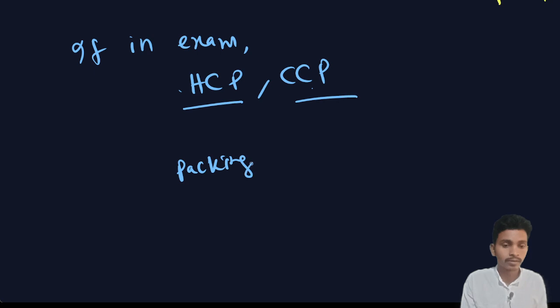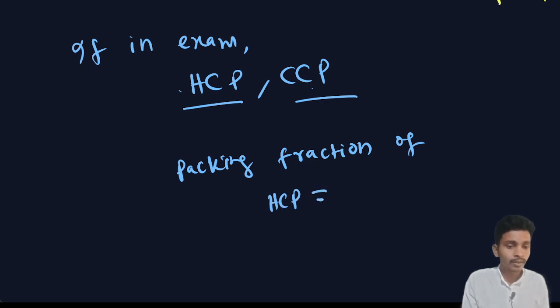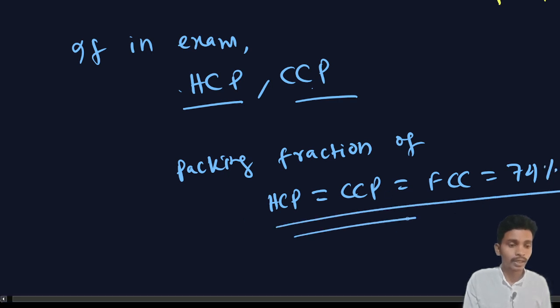The packing fraction of HCP equal to CCP equal to FCC, that is equal to 74 percentage. So whenever it asks about HCP or CCP or FCC, they have the same packing fraction, that is 74 percentage.